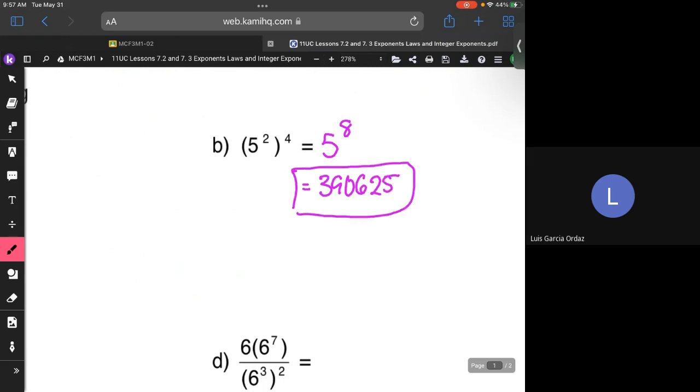So like I said, this over here is called a single power. And this guy over here is called the evaluate part. Evaluate just means give me the answer.